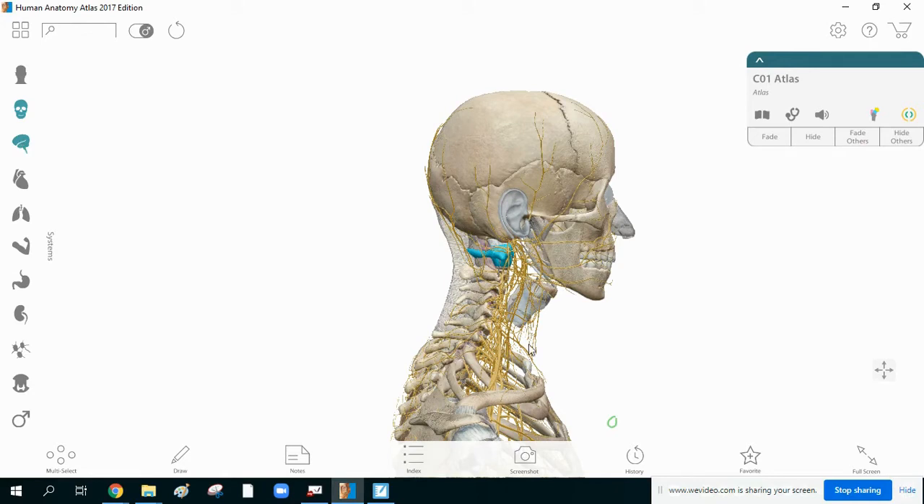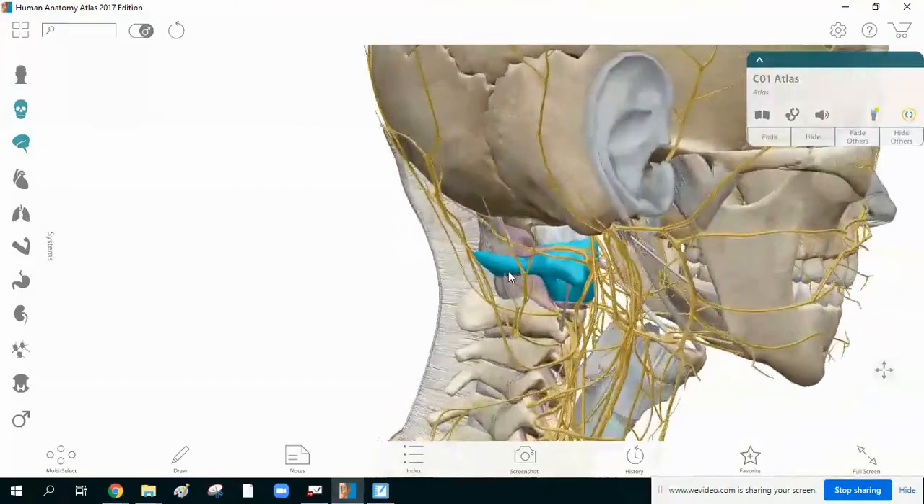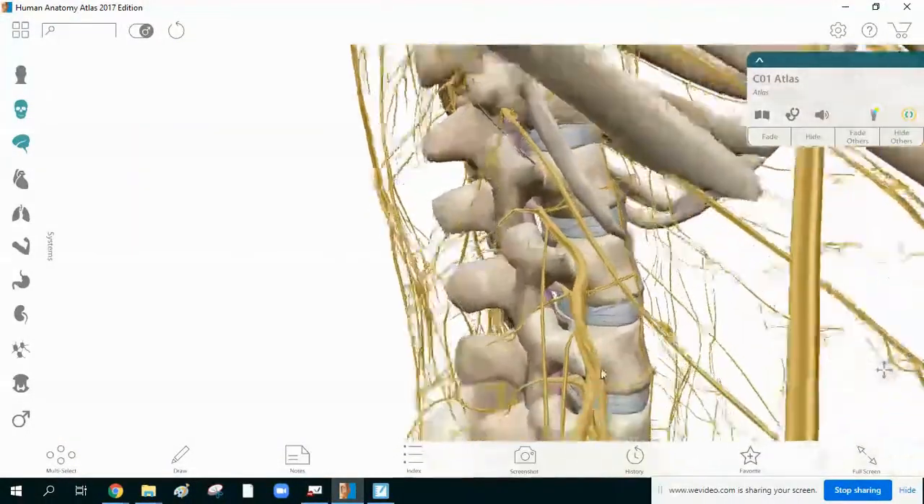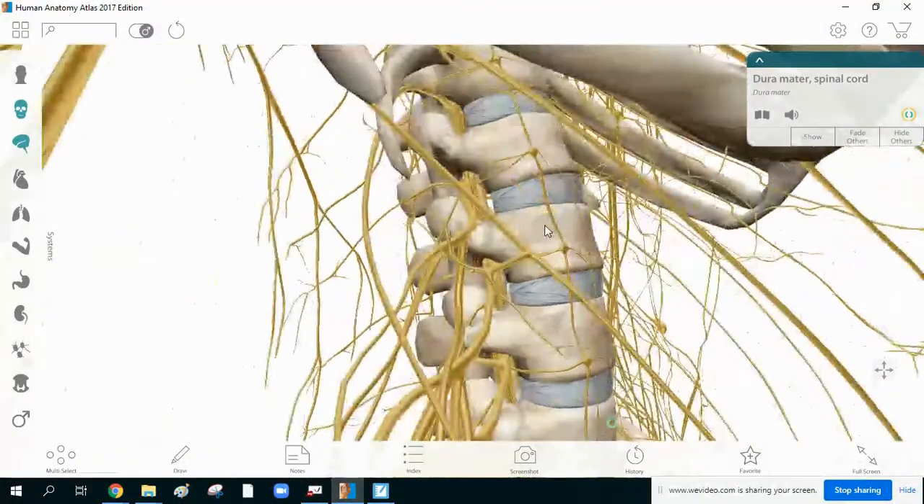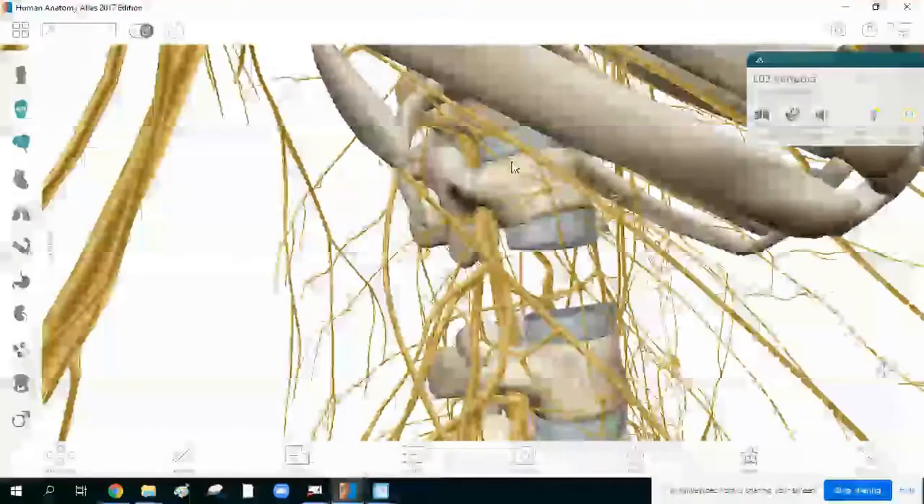So I'm going to add my nervous system. You can see all the nerves. And I'm going to get really close. Actually, let me go a little bit maybe further down so you can see it a little better. And I'm actually going to delete one of these bones so you can see. And go a little bit further up.